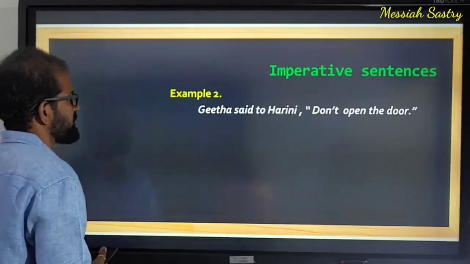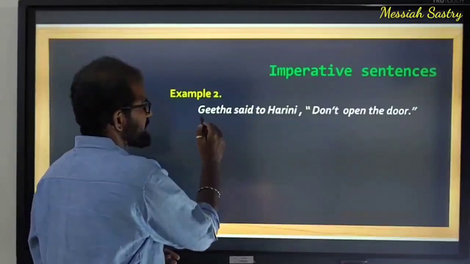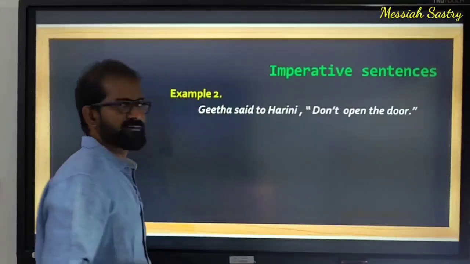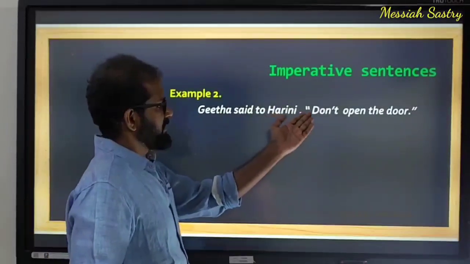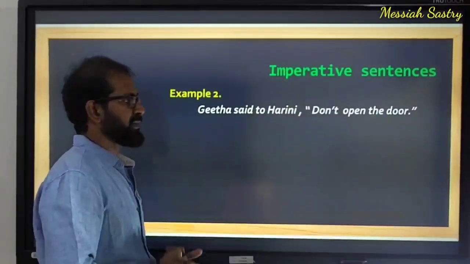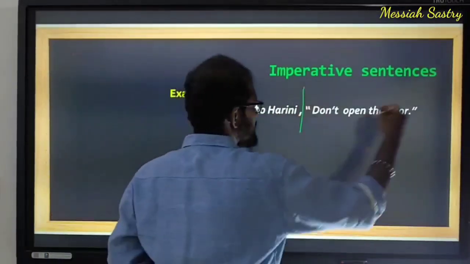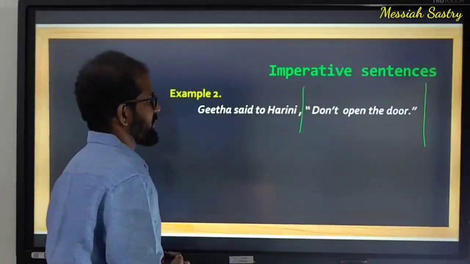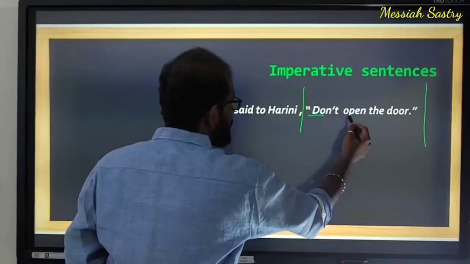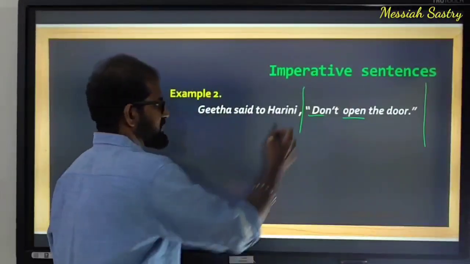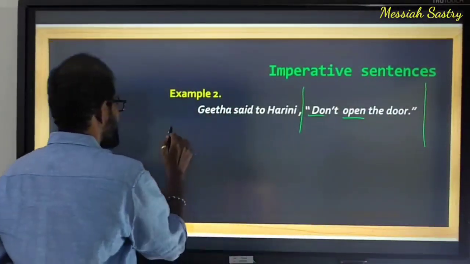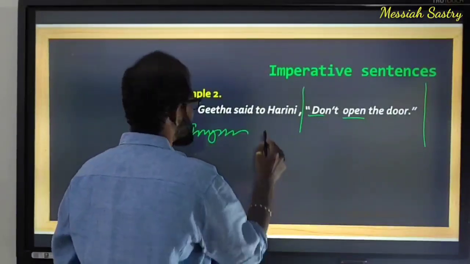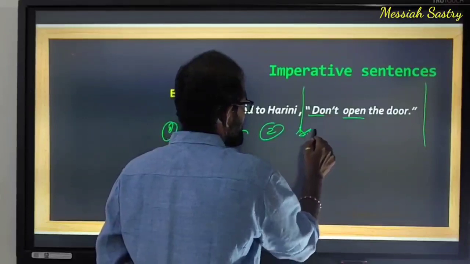Let's take one more example. Geeta said to Harini, "Don't open the door." Let us look at what kind of sentence the reported clause is. "Don't open the door" begins with don't plus verb, so it is an imperative sentence. And then said or said to.